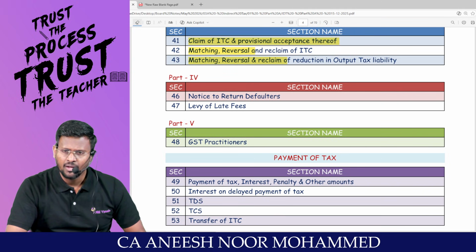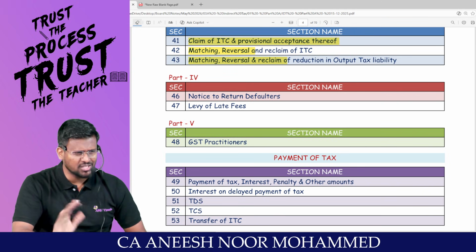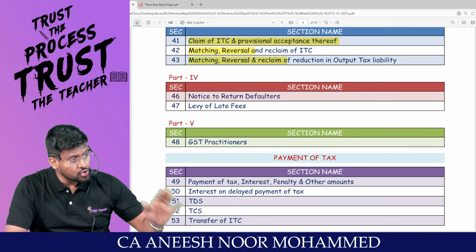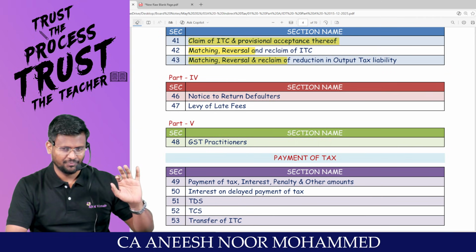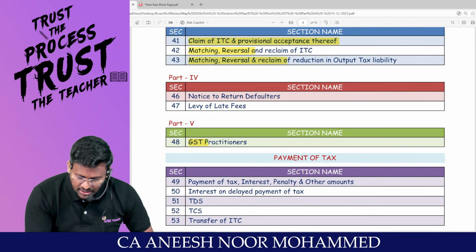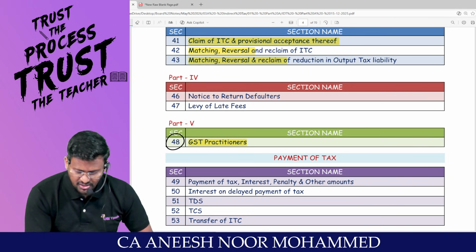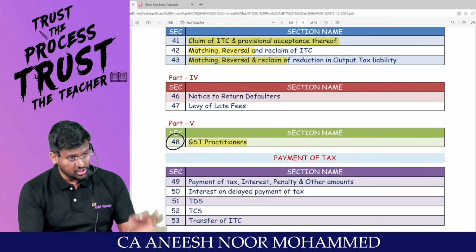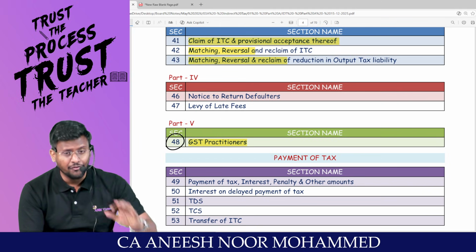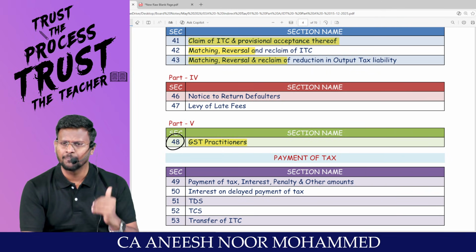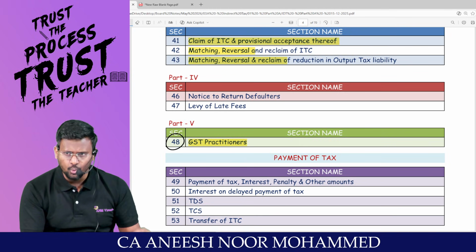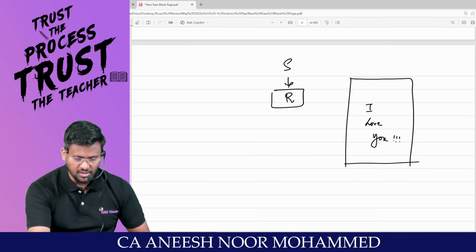But the department or the government does not think that every return has to be filed by a chartered accountant. So there are people called GST practitioners, under section 48. Those GST practitioners can file the returns under sections 37, 38, 39, 40, 41, 42, 43, 44, 45, 46 and 47. Come on, man.